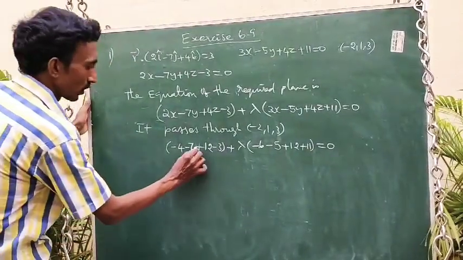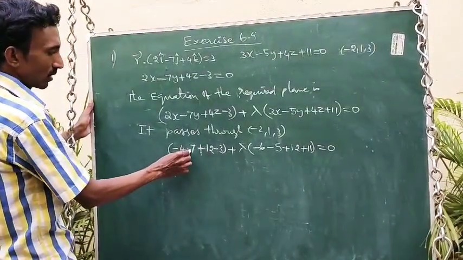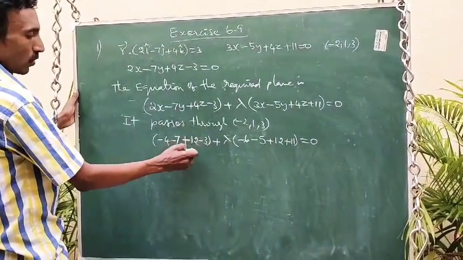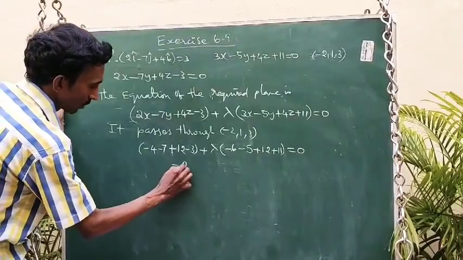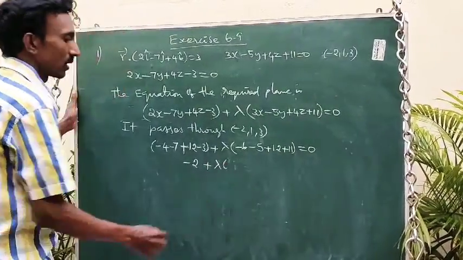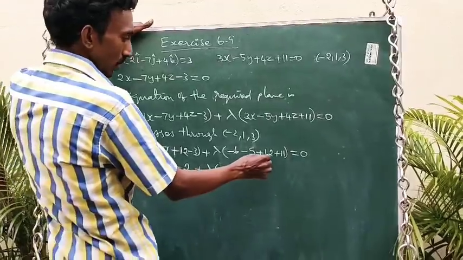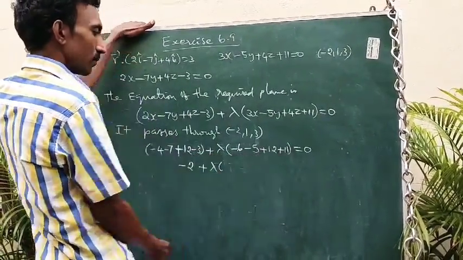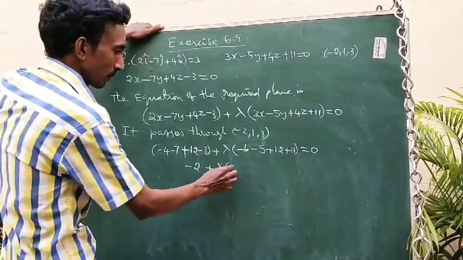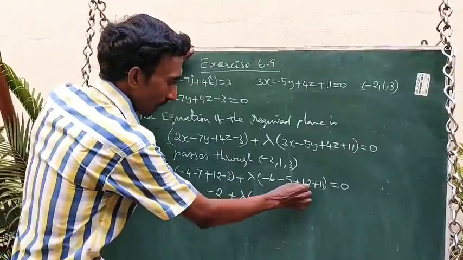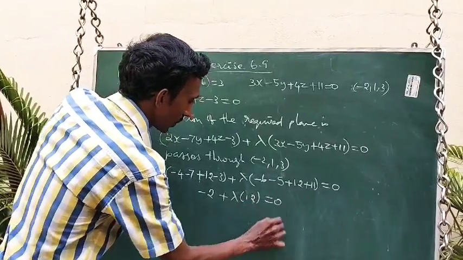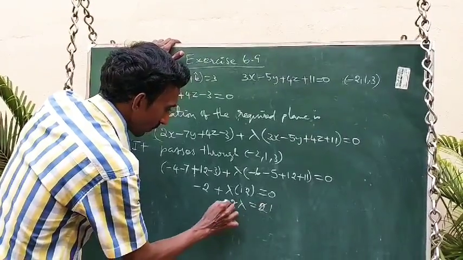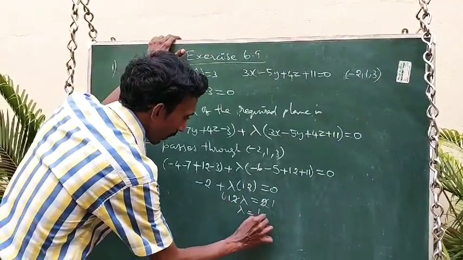So what about these values? So minus 11 minus 3, so minus 14 plus 12, so minus 2 plus lambda into, what about the values? So minus 11 plus 11 cancel. So remaining 12 lambda, so 12 lambda equal to 2. So lambda equal to 1 by 6.